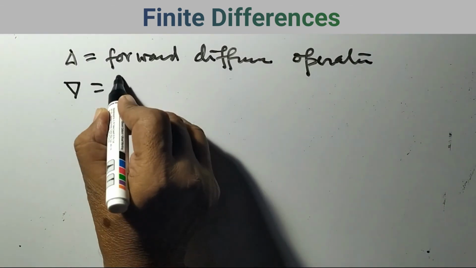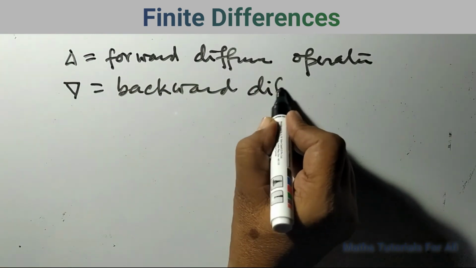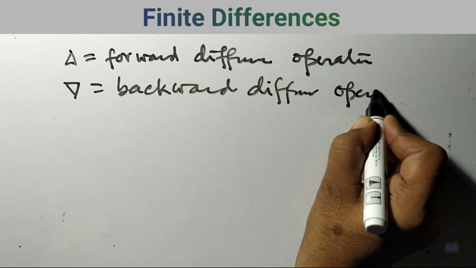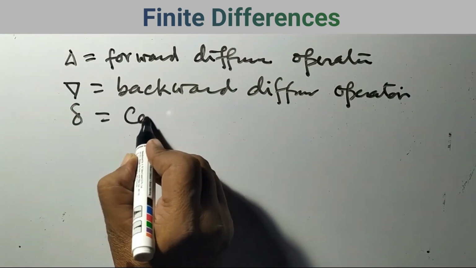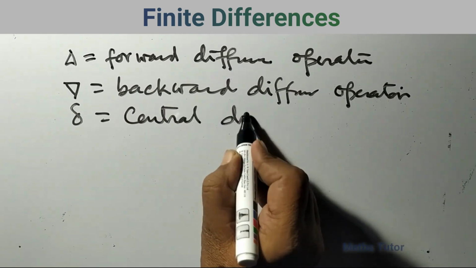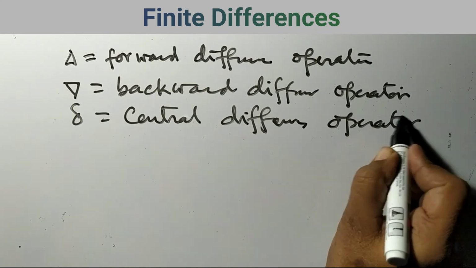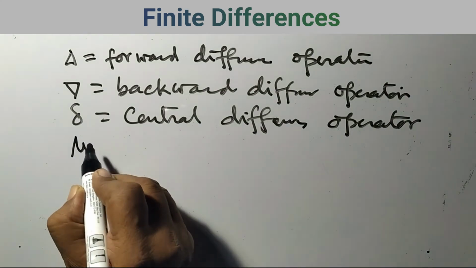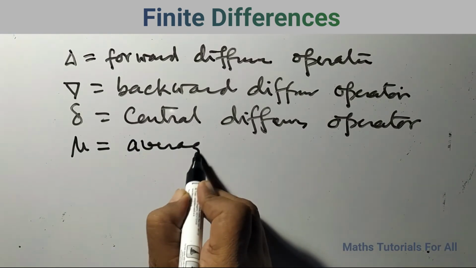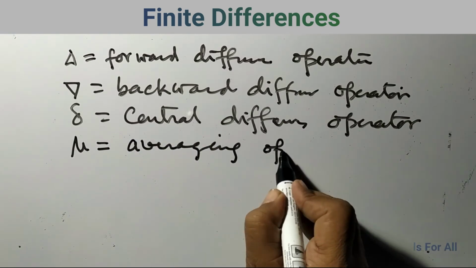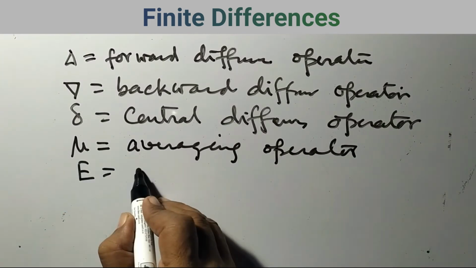Del is backward difference operator. Small delta is central difference operator. And another two operators: mu is the averaging operator, and one more is E, the shift operator.